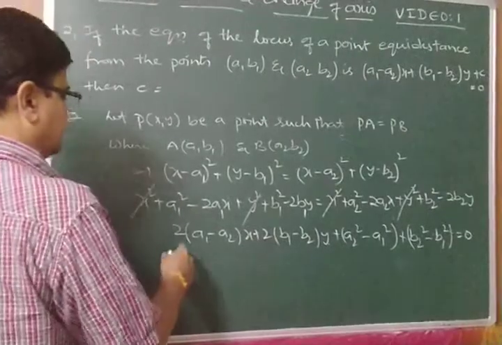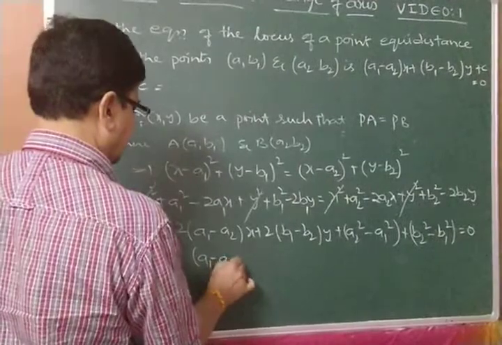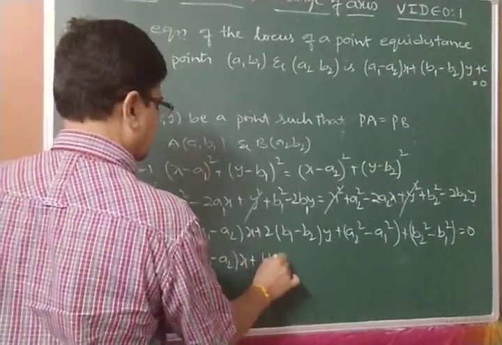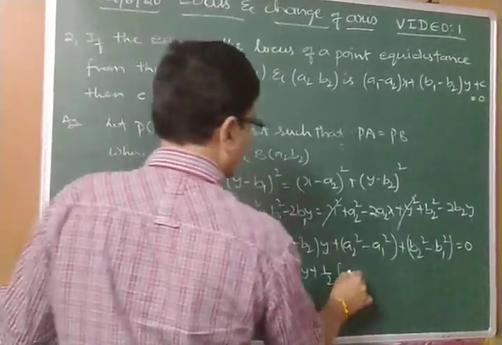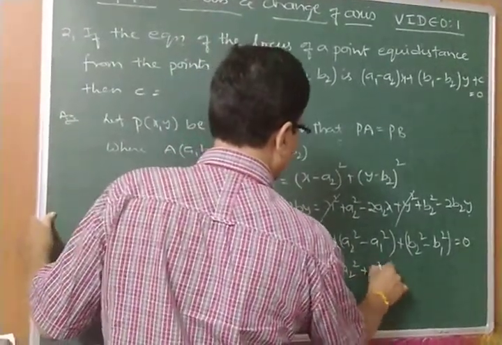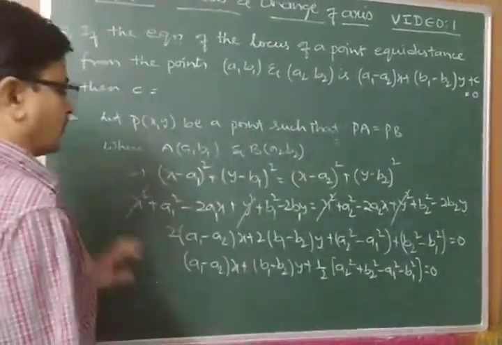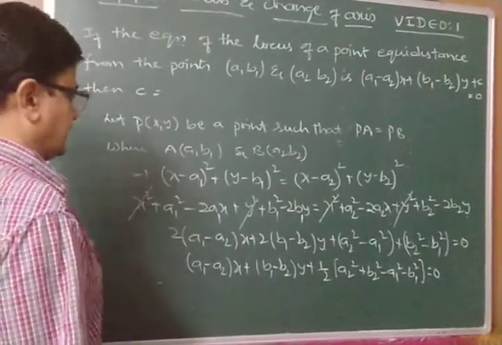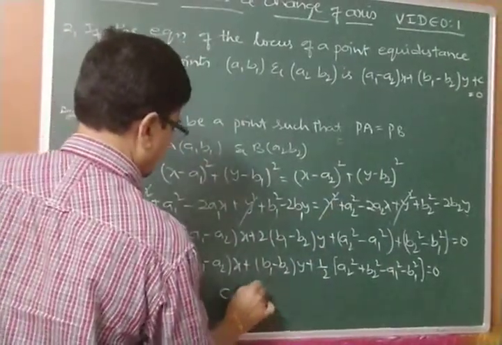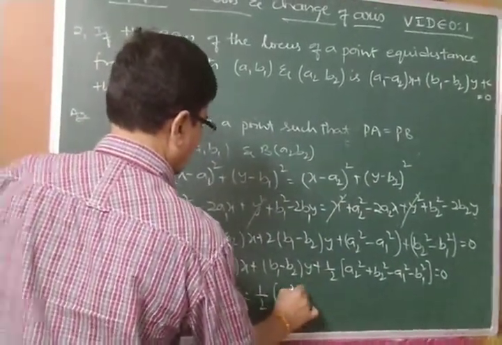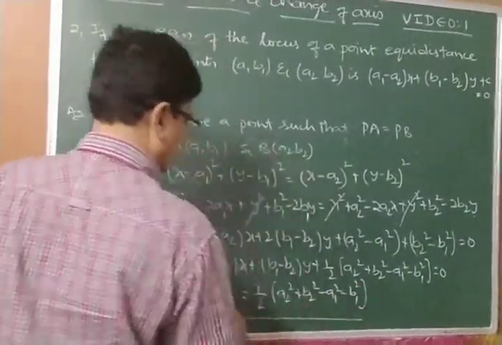Now 2 can be taken common: (a1 minus a2) into x plus (b1 minus b2) into y plus 1 by 2 into (a2 square plus b2 square minus a1 square minus b1 square) is equal to 0. This is the required equation of a locus. This equation is compared with this one. c is equal to 1 by 2 into (a2 square plus b2 square minus a1 square minus b1 square). This is the value of c.